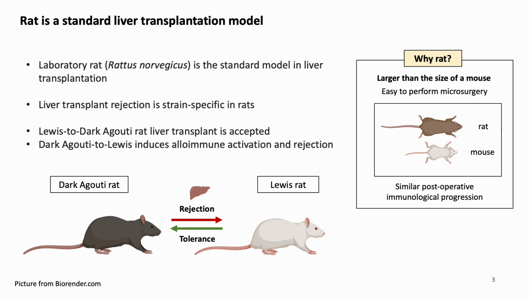Interestingly, liver allograft rejection is known to be strain-specific in rats. For instance, although dark agouti as the donor and Lewis as the recipient are used to model acute liver rejection, reversing this direction leads to tolerance.